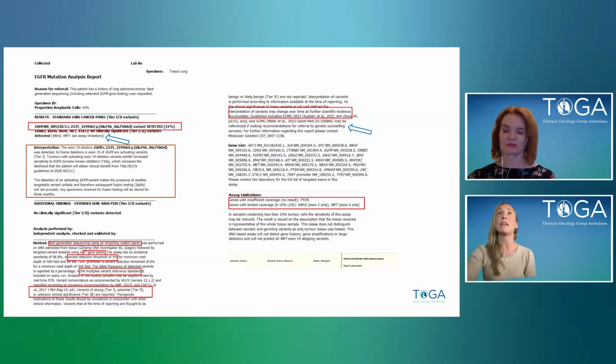That will depend on the gene. But in this one, at 2235, there's a deletion, which is what the del is for. And that includes 2235 all the way through to 2249. And then next comes the P dot, and this is telling you what amino acid change there is. So each 3 nucleotides code for an amino acid.